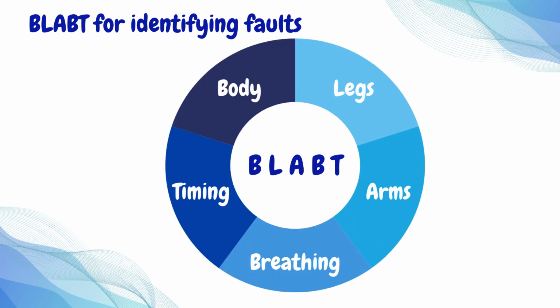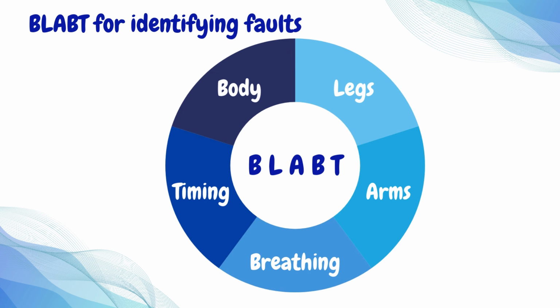BLABT. We know that BLABT is the framework for teaching and improving the 4 competitive swimming strokes. But it is also a great way to analyze a swimmer's skills and strokes to identify faults. First, we look for faults in the body position, then the leg kick, then the arm pull, then breathing technique, before finally observing the overall timing. By observing key points of each component as the swimmer swims full stroke, we will be able to specifically pinpoint both major and minor faults.